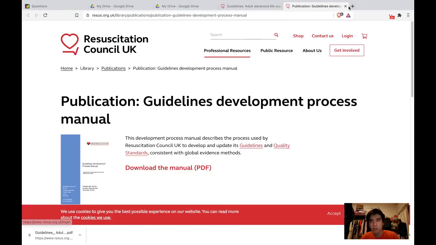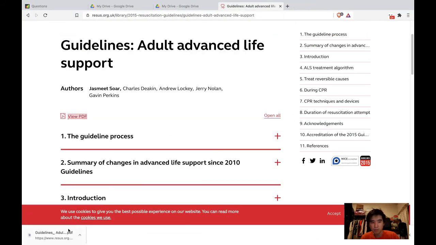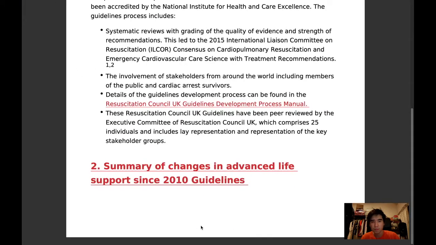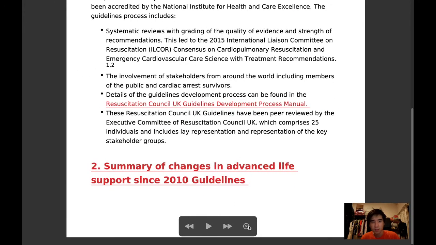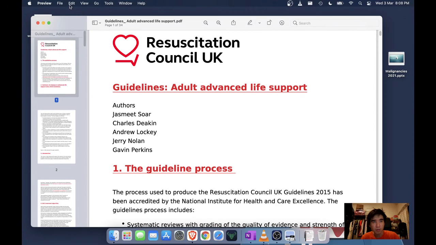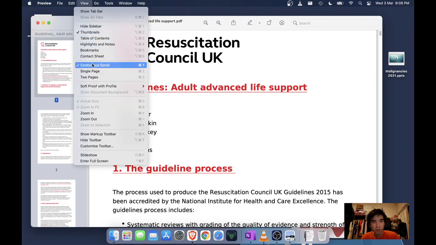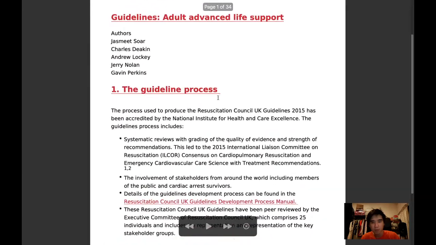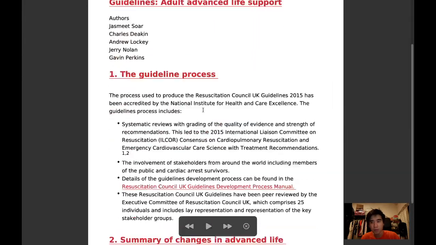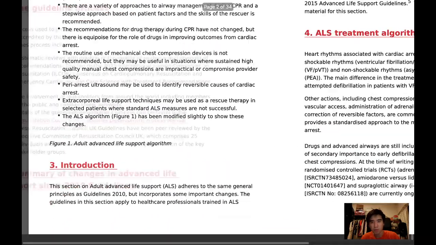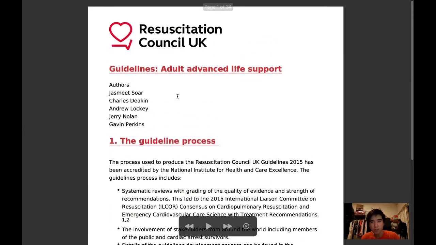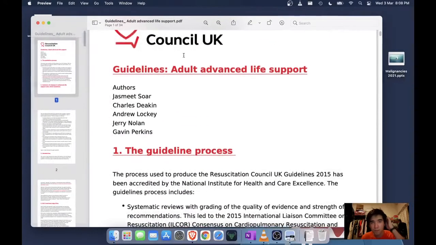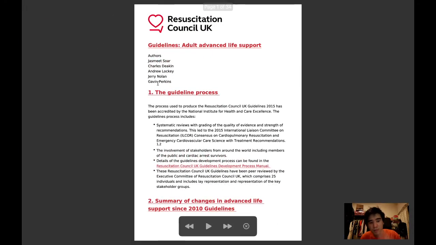Oops, accidentally clicked that. Okay, let me just change it a bit. View, continuous scroll, right? Why, when I make it full screen, is it no longer continuous scroll? Can I change that? Oh, just read it like this then.